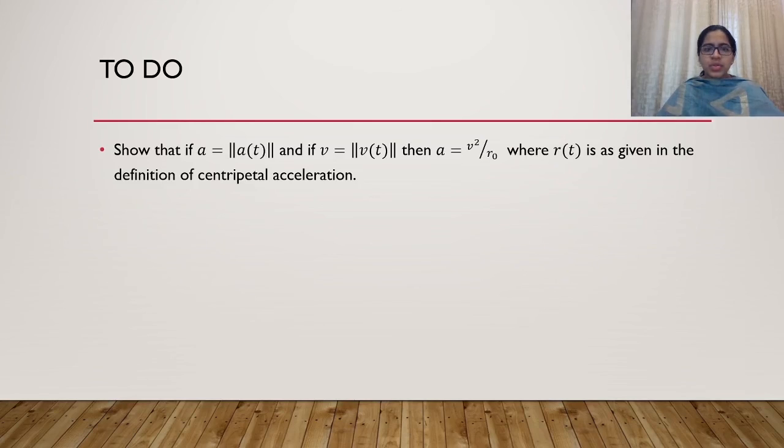So what I want you to show is that if a is equal to the magnitude of a of t and v is the magnitude of v of t, then prove that a is equal to v square by r naught, where r naught is the constant mentioned in the position vector defined in the definition of centripetal acceleration. So try to solve this, and that's it for today's session.